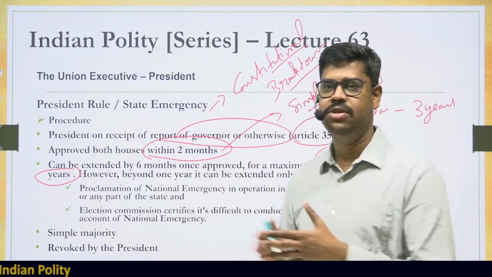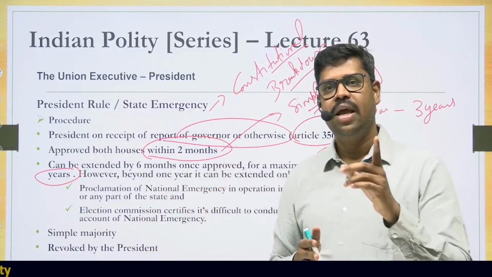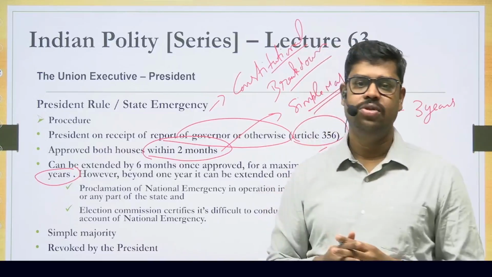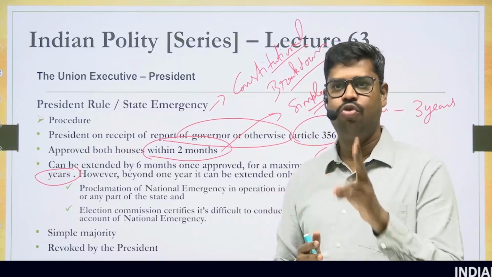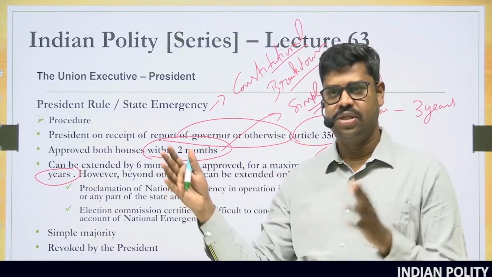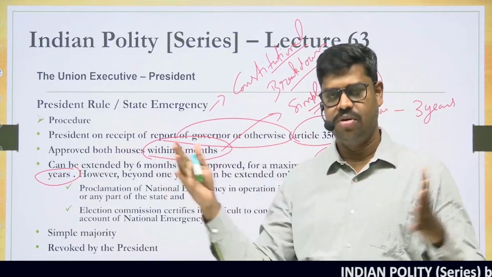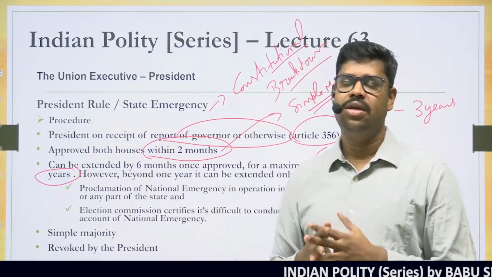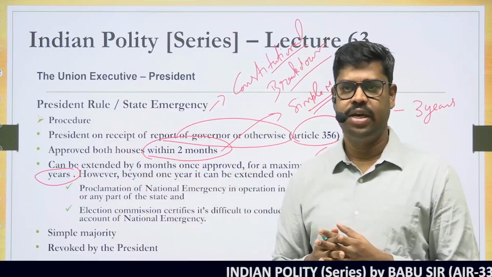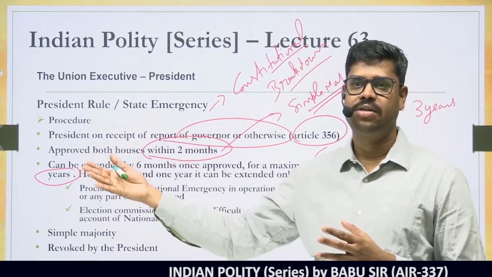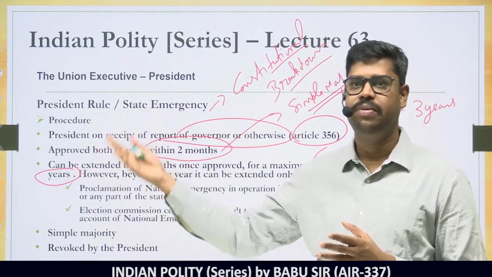Once the state emergency is imposed, it shall be approved by both the houses of the parliament within a period of 2 months. Once approved, it can extend up to 6 months from the date of proclamation, from the date of the president imposing what is called a state emergency. Again, it can be extended by another 6 months if the parliament gives approval by simple majority.